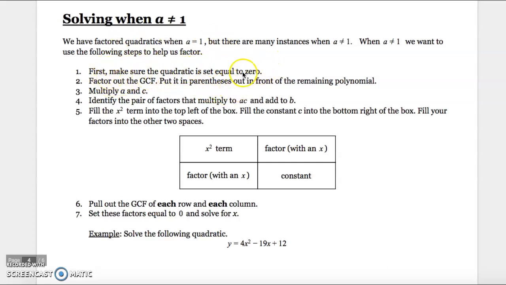First, you have to make sure your quadratic is always set equal to 0, then factor out a GCF. Make sure that you don't just factor out your GCF and let it disappear somewhere into the universe. Make sure it's out front in the parentheses, in front of the remaining polynomial.